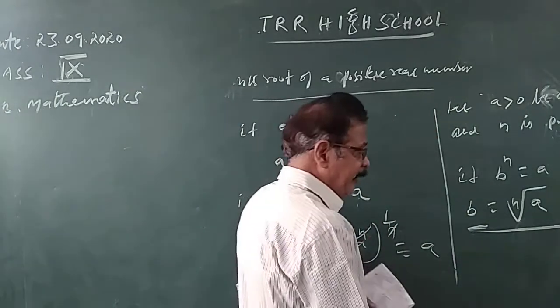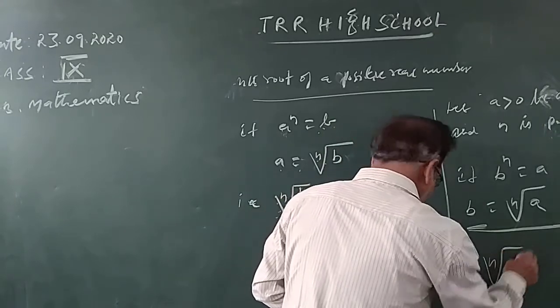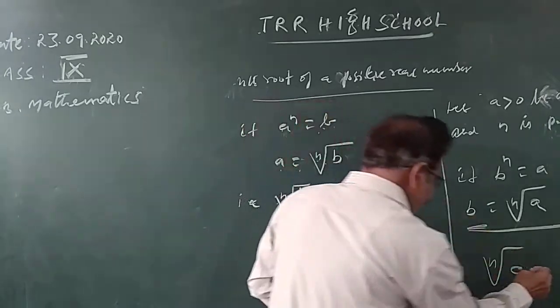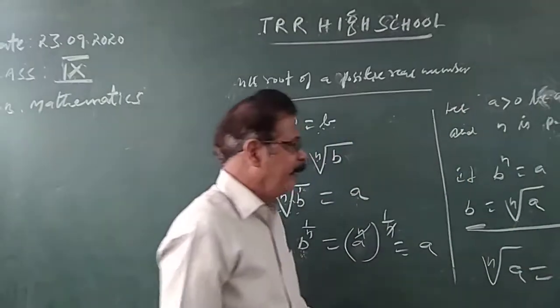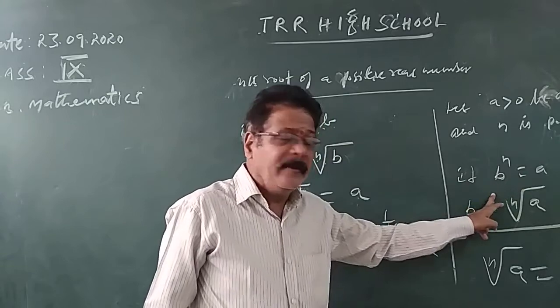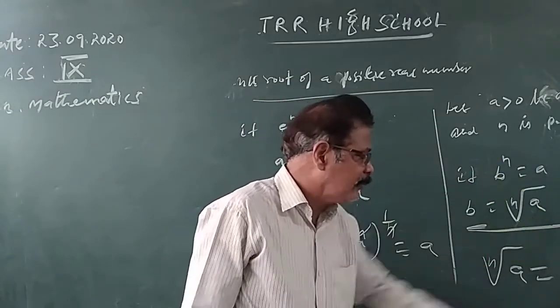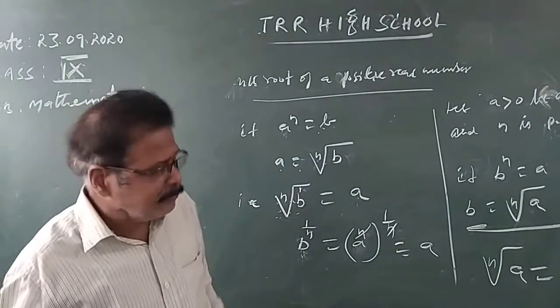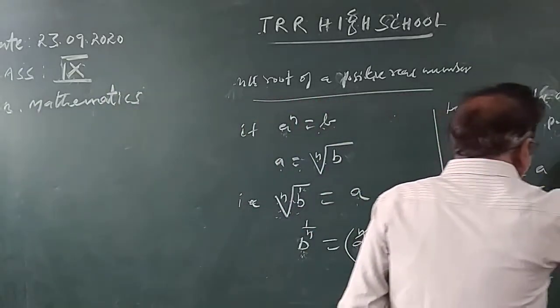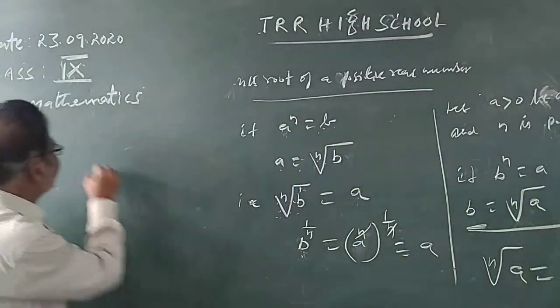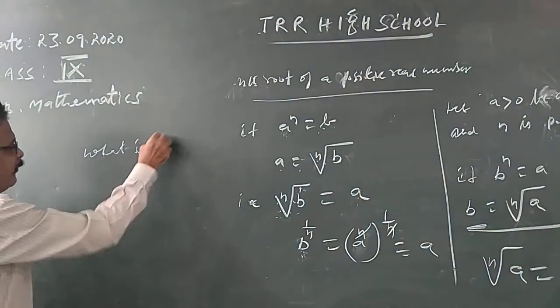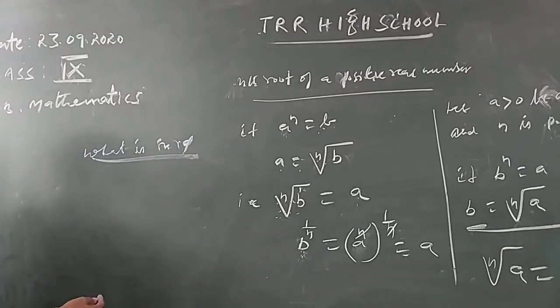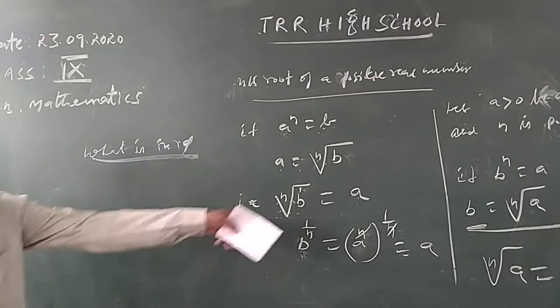Similarly, the nth root of a equals b. B power n is equal to a. We want b, so b is equal to the nth root of a. Here n is called the order of the surd. What is a surd? The nth root of a positive real number is called a surd. When b to the power of n is equal to a, b is equal to the nth root of a.